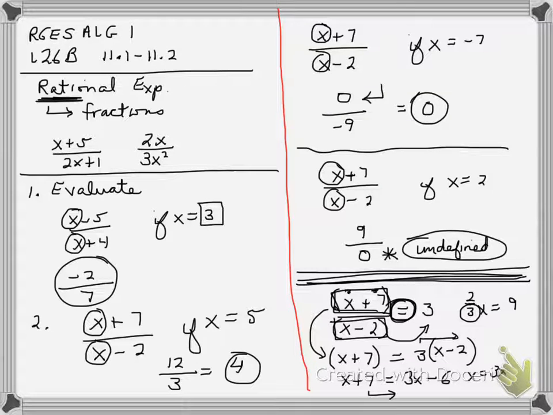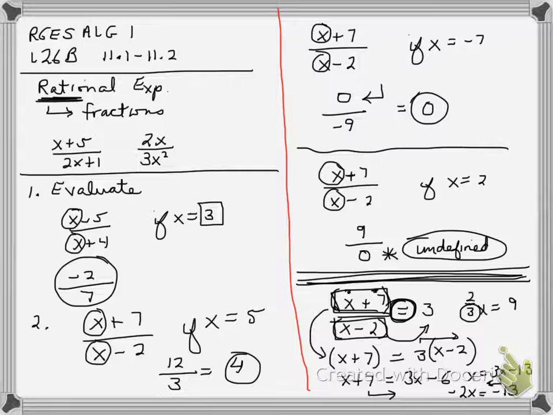Minus 6 minus 7 is minus 13. I would take my variable to the left side by subtracting. X minus 3x is minus 2x equals minus 13. And finally, I would divide by a negative 2.